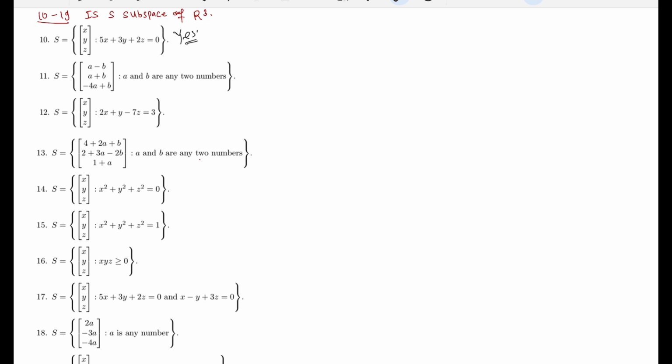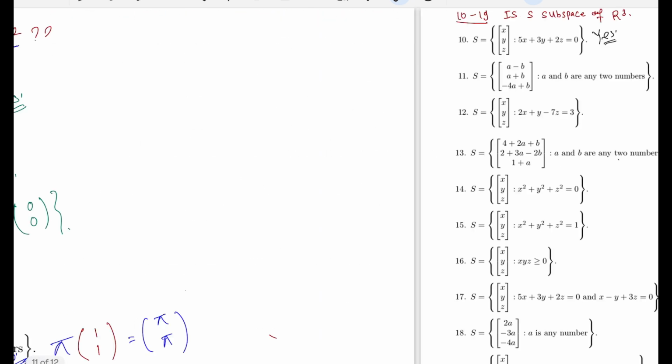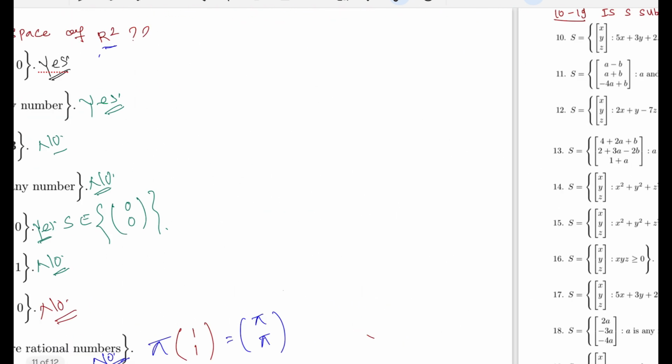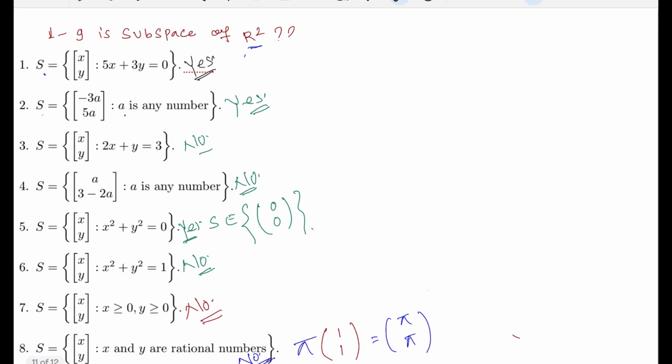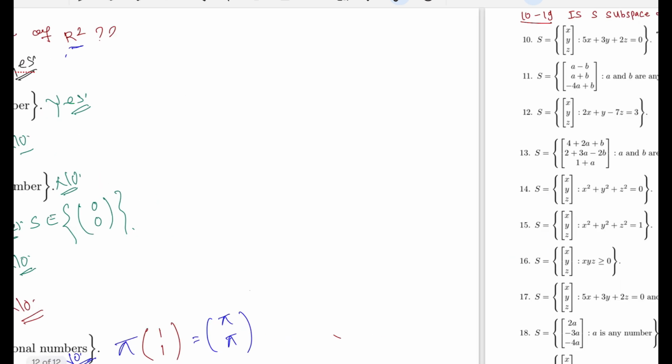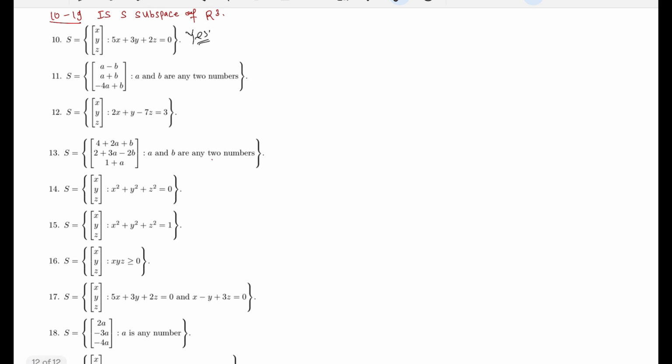If you are still not able to, then you should go through all three steps, or all three conditions. Once you have good practice and a good understanding of subspaces, you can just look and maybe answer most of the questions.